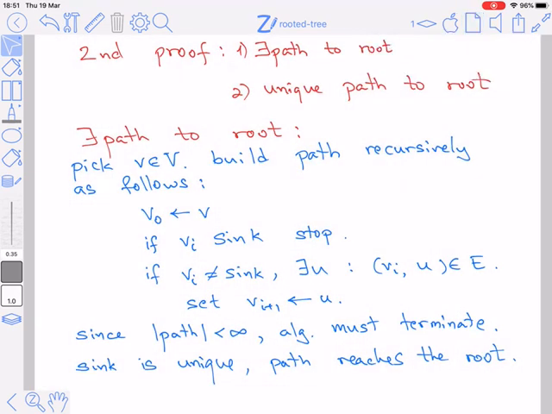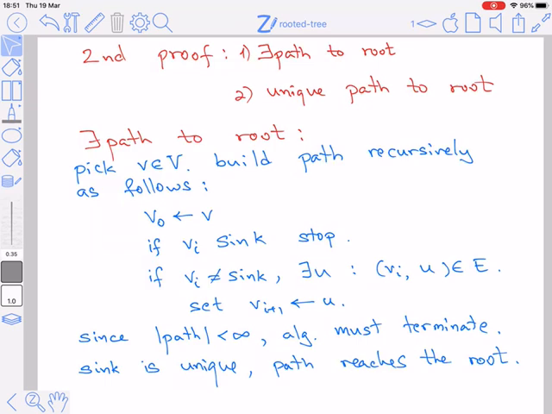The second proof is divided into two parts. In the first part, we show that there exists a path to the root. In the second part, we show that there exists a unique path to the root, that there cannot be two distinct paths to the root. How do we show the existence of a path to the root?